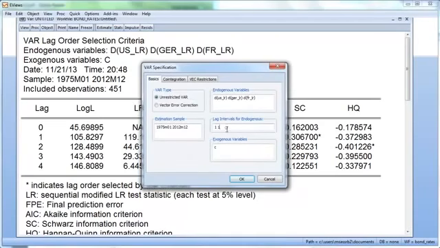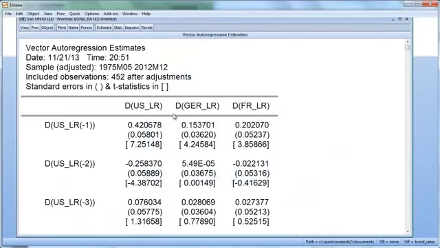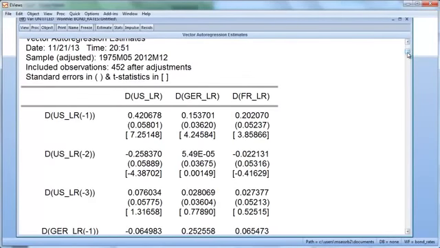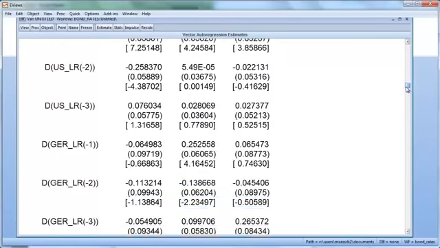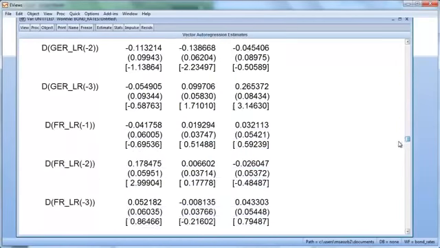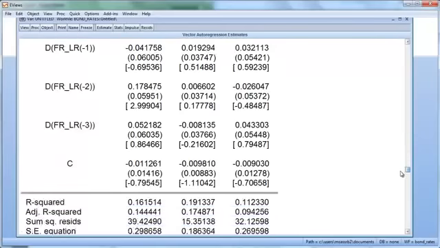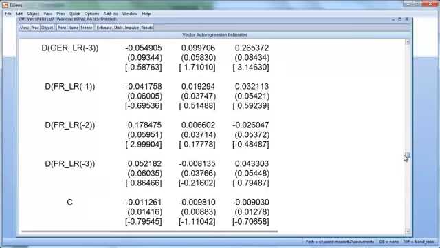Go back to the estimation. We change our maximum lag from 1 to 3. Everything else remains unchanged. We estimate the model. So here we go. Now for each equation, we have 9 lag coefficients and 1 constant. So for each equation we'll have 10 coefficients.